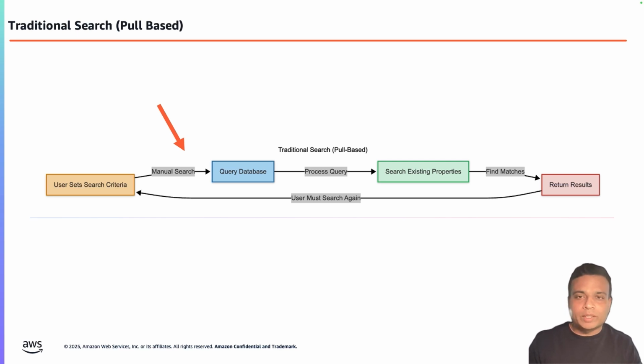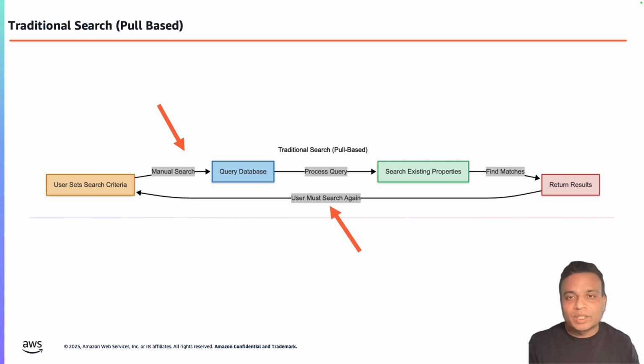Now let's understand how traditional search works. Traditional search operates on a pull-based mechanism where users must actively initiate each search query to discover matching properties. This approach requires regular manual intervention to stay updated with new listings, potentially creating gaps in property discovery. While effective for point-in-time searches, it places the burden of monitoring on the user, who must repeatedly execute searches to discover new listings.